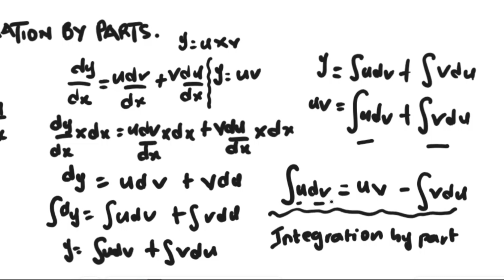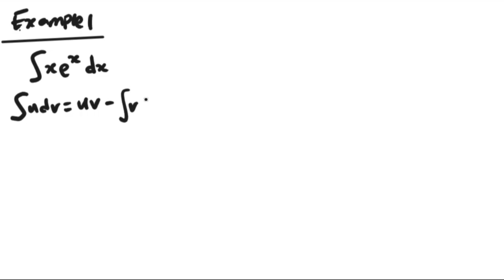Now let's apply it in questions to understand what we are doing properly. We are going to take 3 questions to evaluate these. For example 1, we have to evaluate the integral of x times e raised to power x dx. Of course, our formula is integral u dv is equal to uv minus integral v du. In this formula, we have integral u dv giving us this.